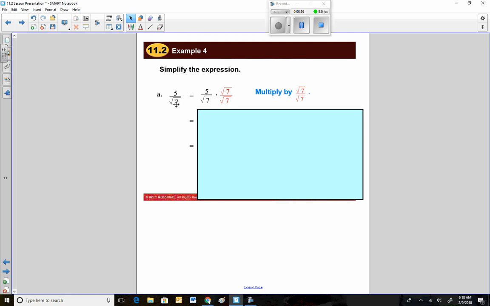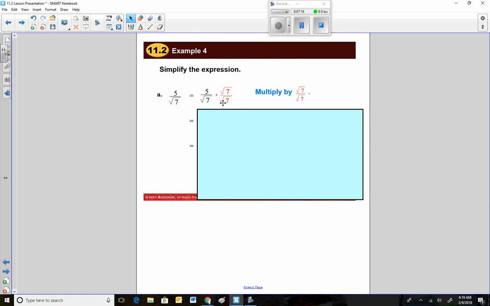To get rid of this root 7, you multiply by the exact same number. Now, you can't just do it to the bottom. You would have to do it to the top and the bottom, so you're multiplying technically by a 1, which doesn't change the problem, which is great because you're not supposed to just change math problems all of a sudden. So we multiply the numerator and the denominator by a root 7.